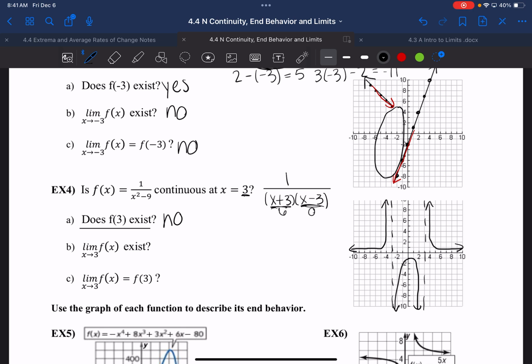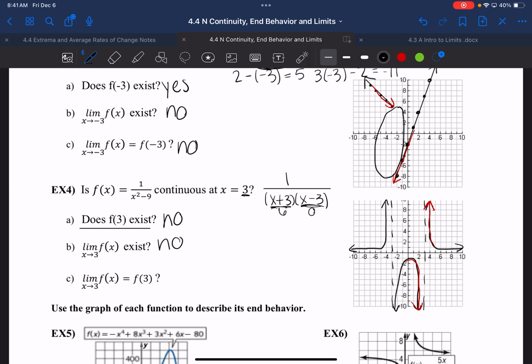Okay? Then for part B, they ask as we approach 3. 3 would be this asymptote right here, right? As I approach 3 from the left, that would be this part, right? This part is approaching 3 from the left. Y is going off to where? In that part I just marked in red. Negative infinity. From the right, y is going off to positive infinity. So does the limit exist there? No.